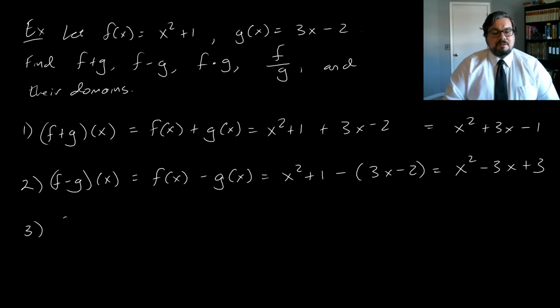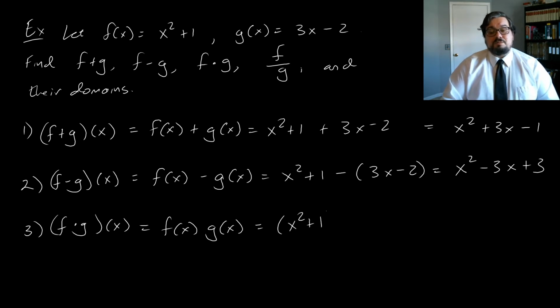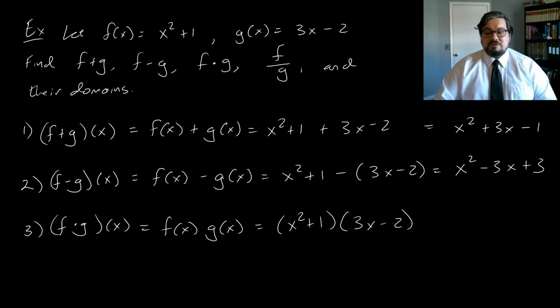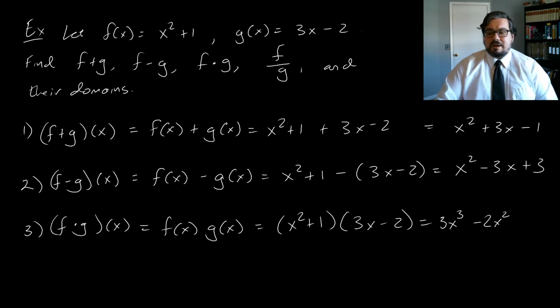For part 3, we have f times g of x is equal to f of x times g of x. And here you want to make sure to put parentheses around both function formulas because you need to make sure to expand them properly. Now when you do expand this out and FOIL all this out, we wind up with 3x cubed minus 2x squared plus 3x minus 2. And so that gives the formula for f times g.